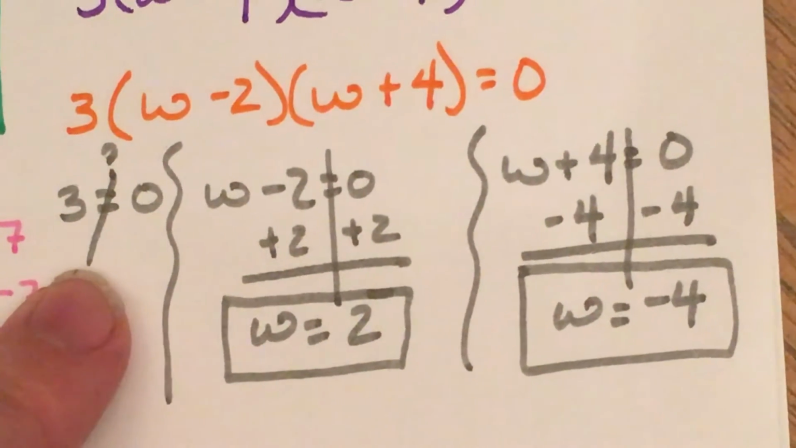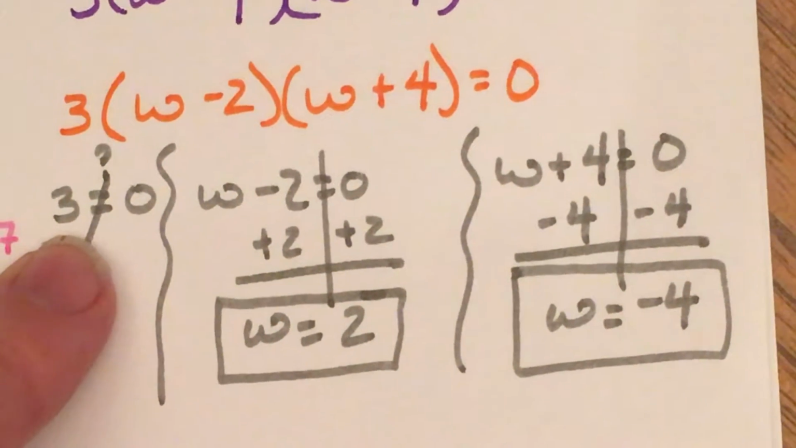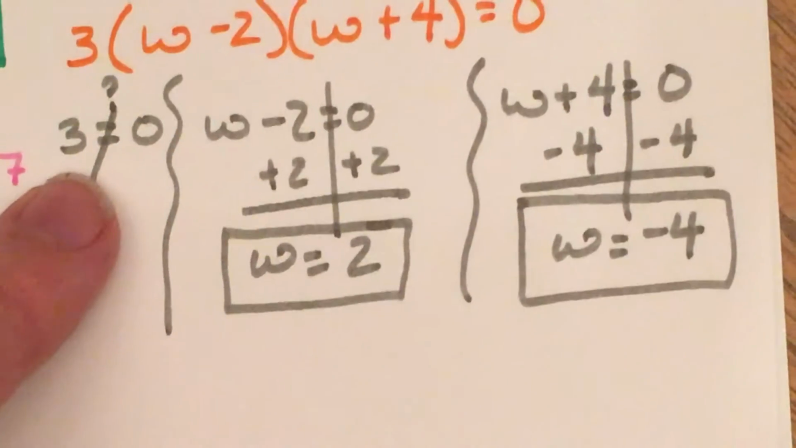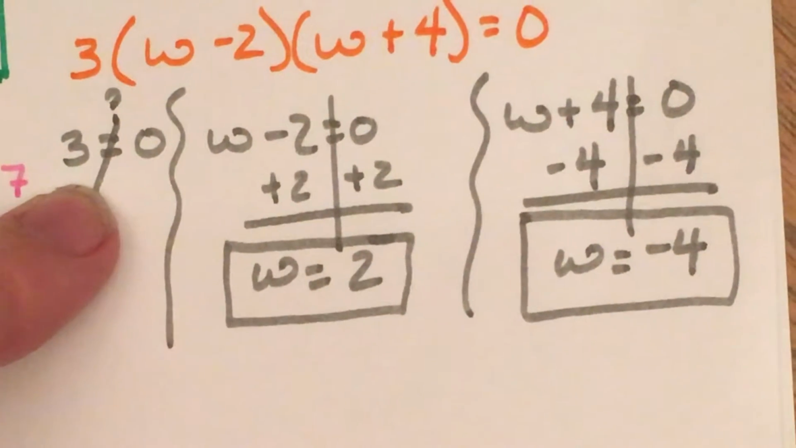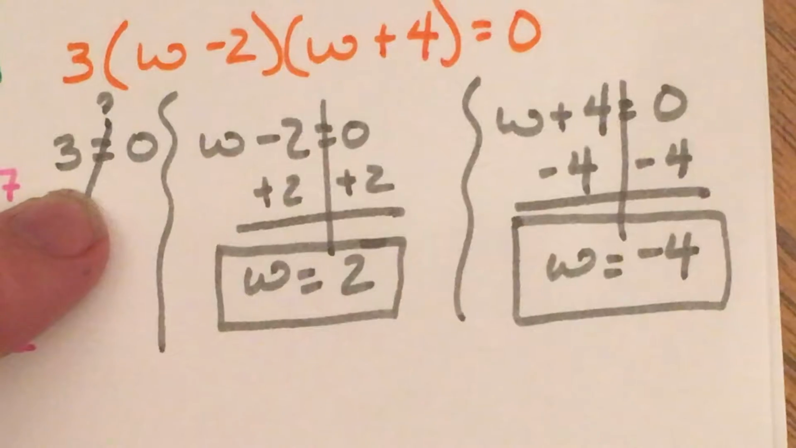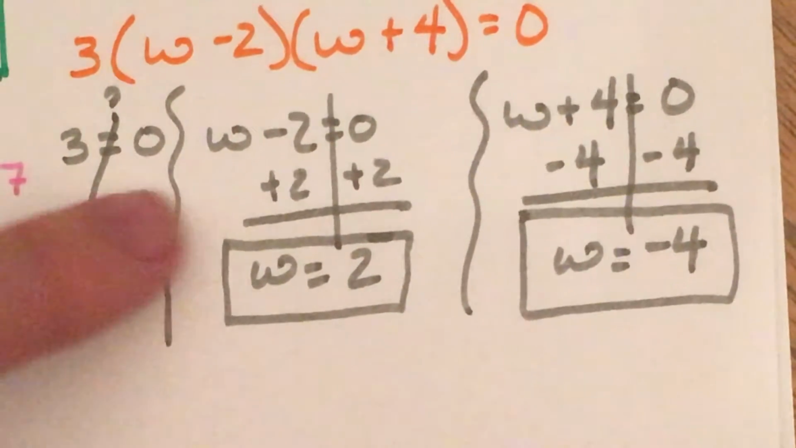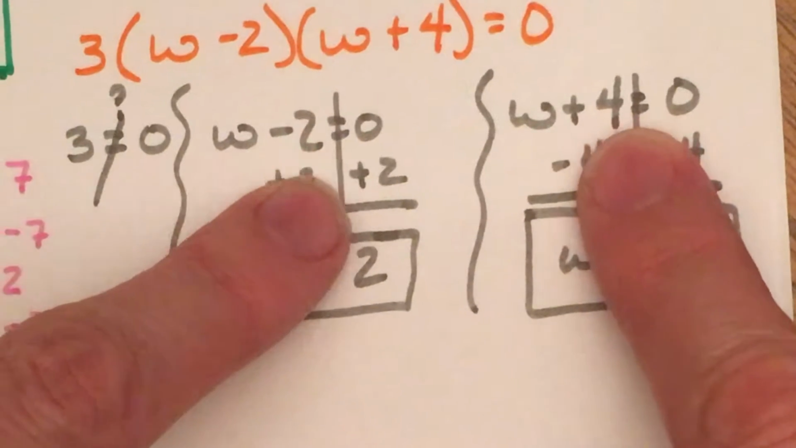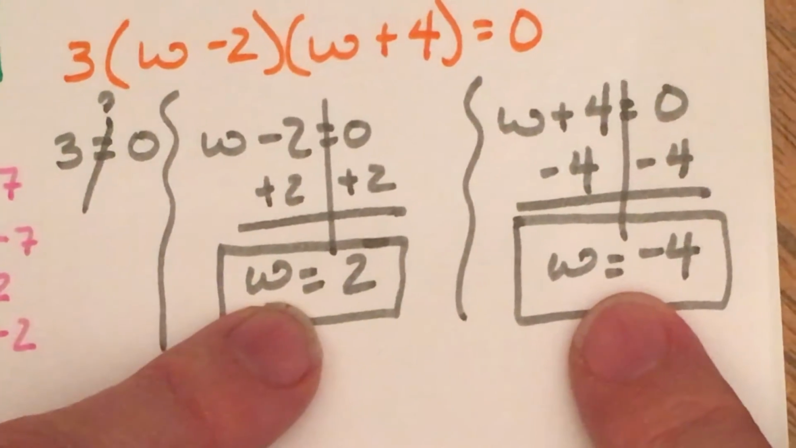Okay, so as I was saying, 3 can never equal 0. It doesn't matter if it's $3, 3 sandwiches, 3 girlfriends. 3 does not equal 0. No, it doesn't. So that's a moot point. So we would set our two binomials equal to 0 and solve for x, or w as the case would be.